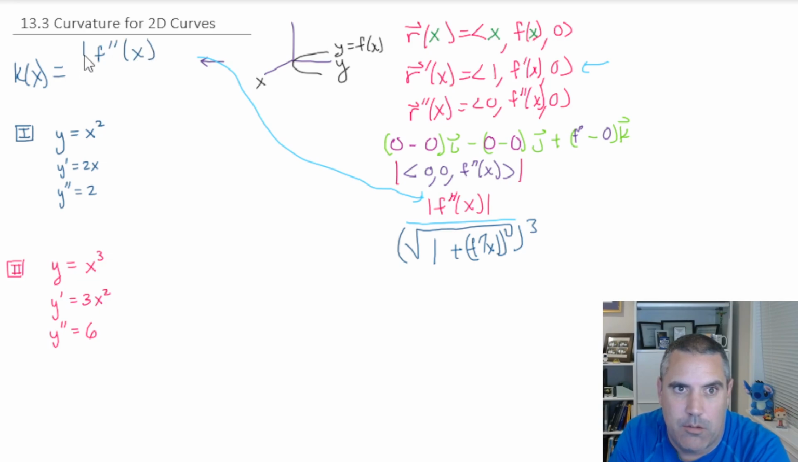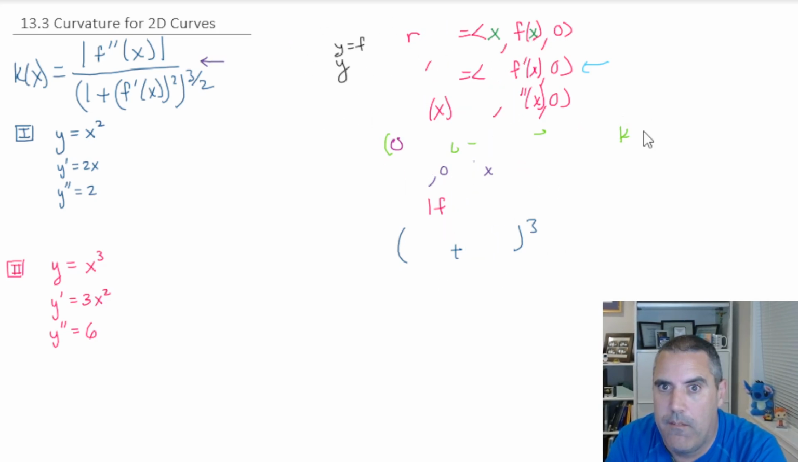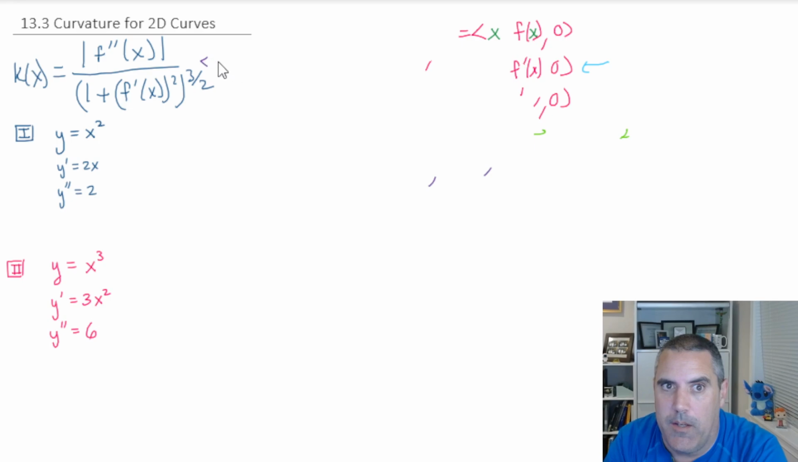So we're going to take the second derivative, plop it on top. We're going to take the first derivative, put it in here. We're going to square it. And normally we write this as 3 halves. That's it. So that's what the formula becomes when you apply it to a 2D curve. All right, let's get rid of that. And let's apply it now.